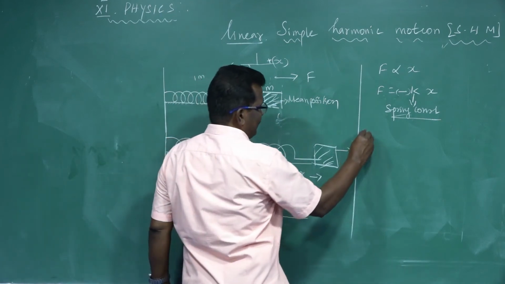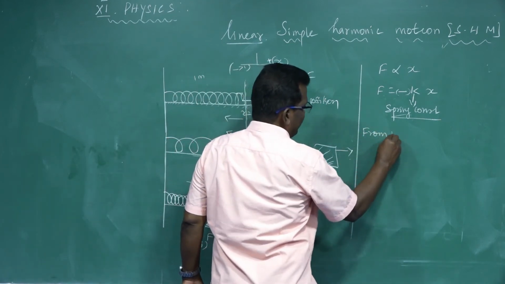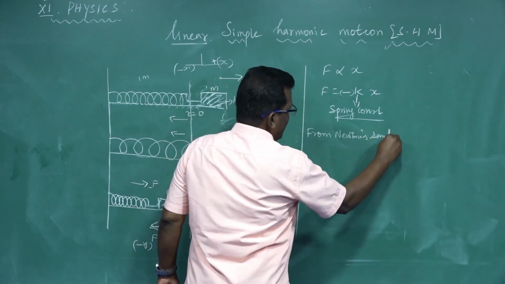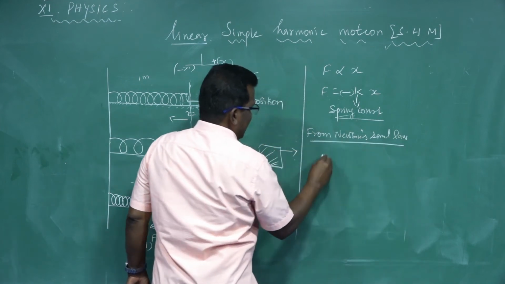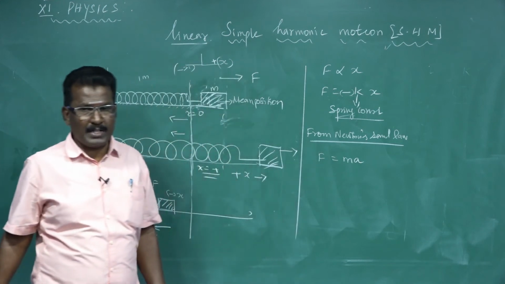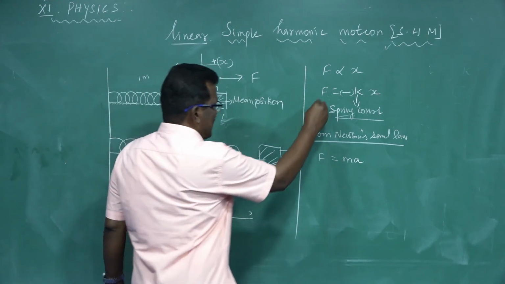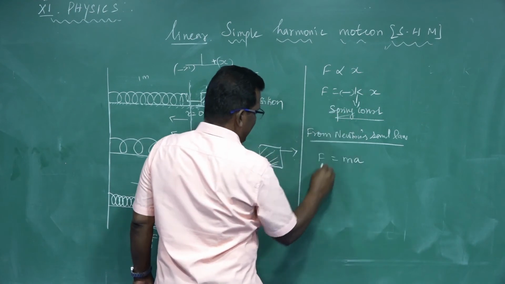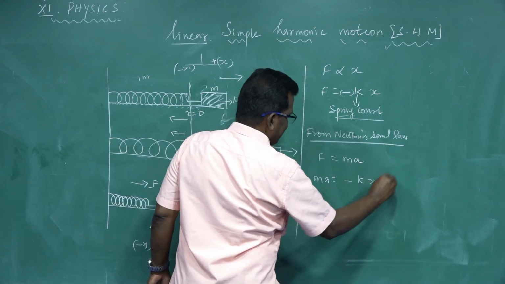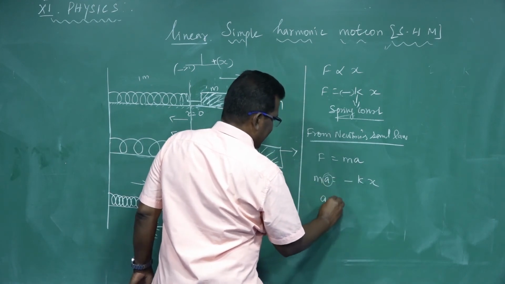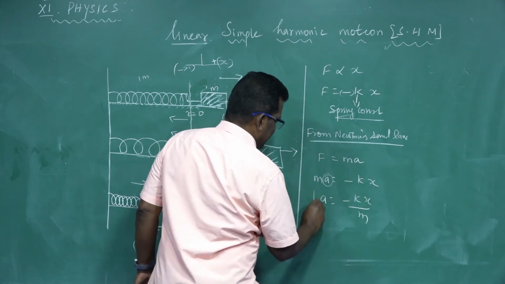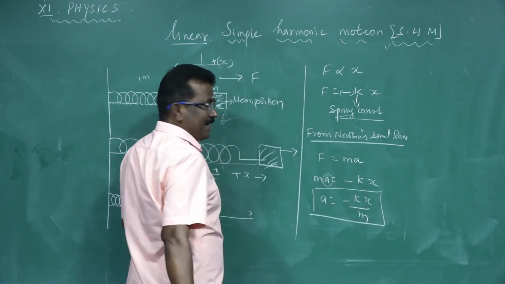From Newton's second law, we know that F is equal to ma. Force is equal to the product of mass and acceleration. So substituting, F is equal to ma is equal to minus kx. So acceleration a is equal to minus kx by m.